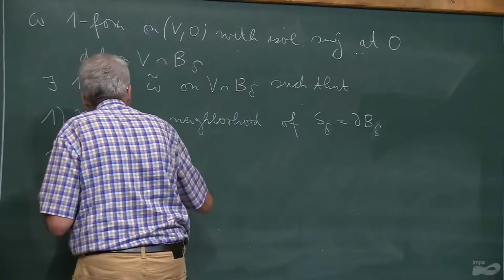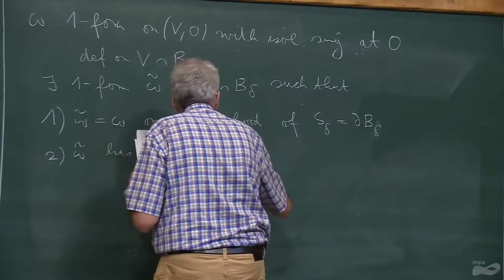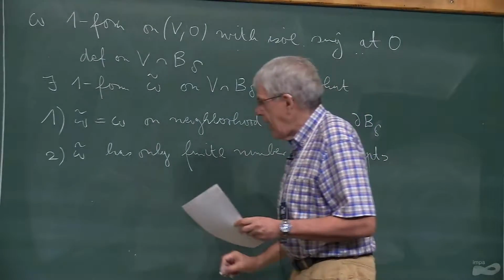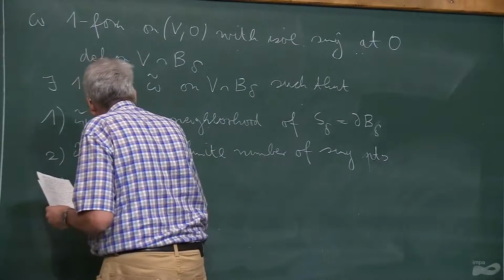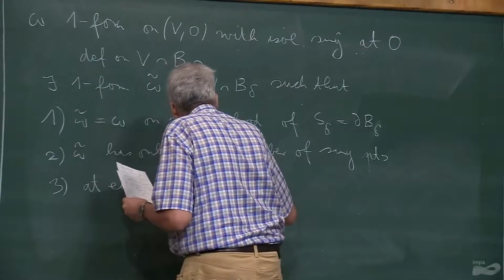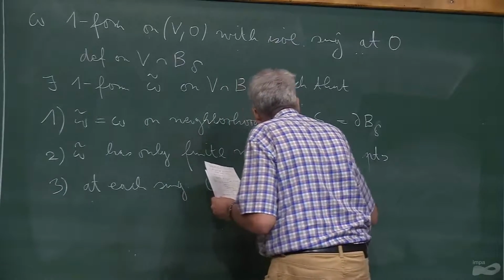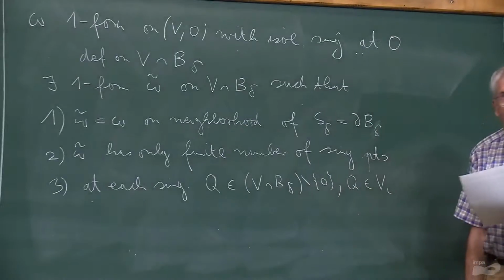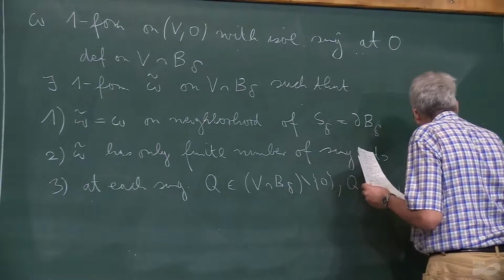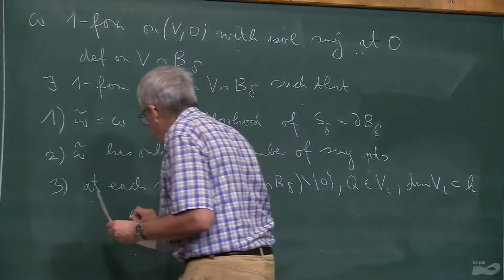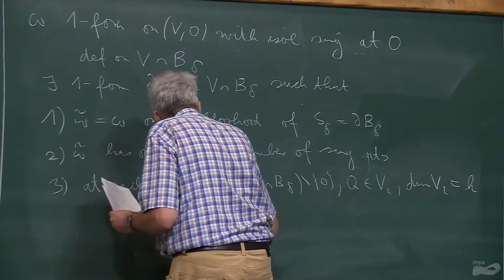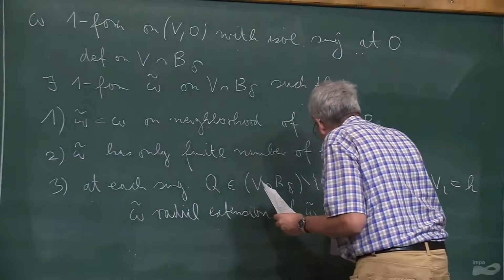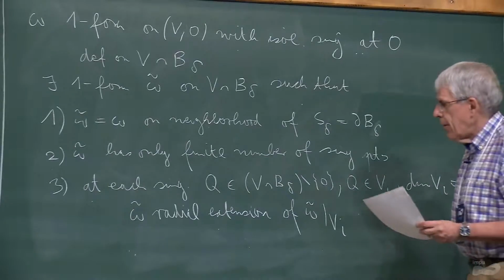of singular points. And finally, at each singular point Q in V intersected with B delta minus 0, if Q is in the stratum Vi, and the dimension of Vi is equal to K, then omega tilde is a radial extension of omega tilde restricted to Vi.